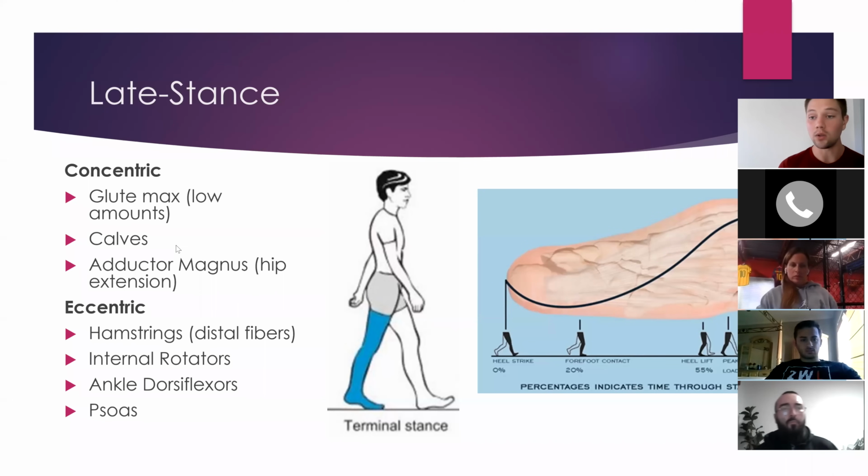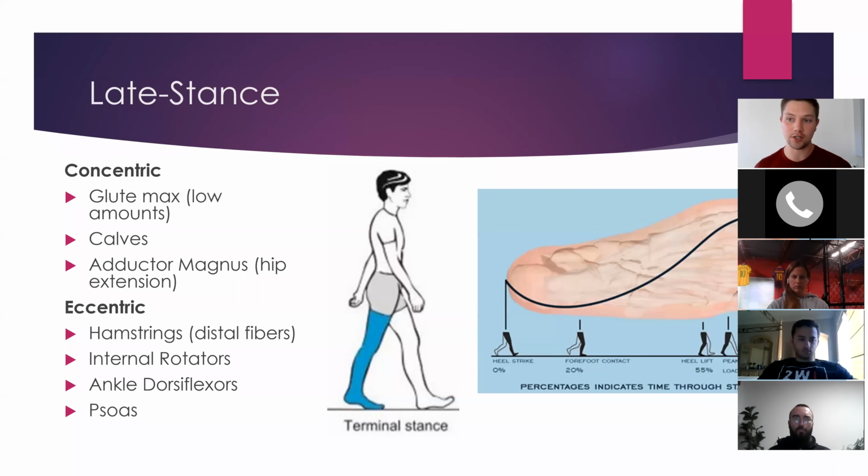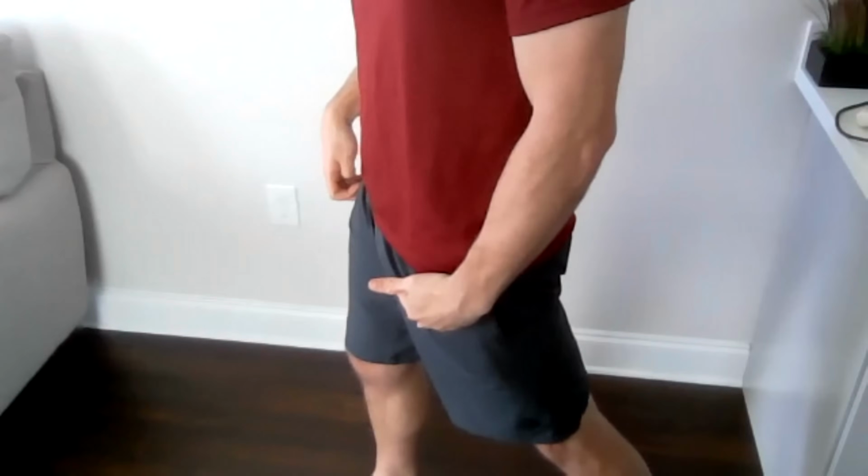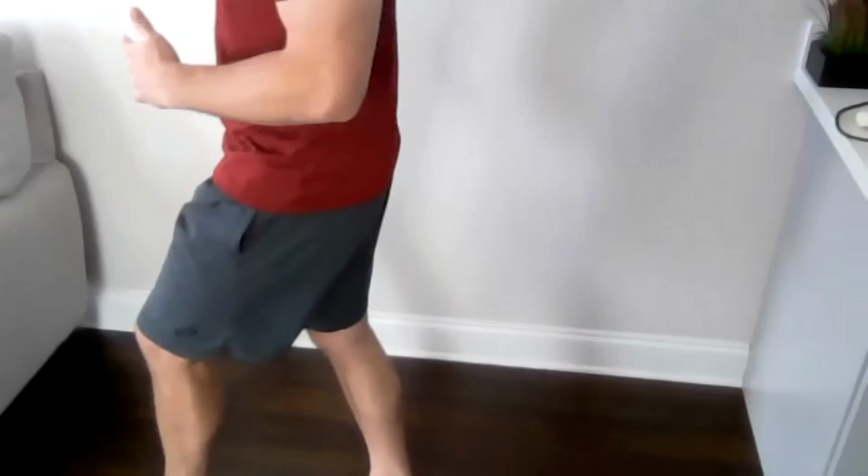Concentric orientation is going to be low levels of your glute max, calves, adductor magnus for hip extension. The hamstrings, the distal fibers, are going to be slowing down the extension of the knee, the locking out of the knee. The internal rotators, ankle dorsiflexors, psoas are going to be stretched. So think about the stretch, because we are in extension, the psoas is going to stretch so that when we take a step forward, we're going to allow for that. Let me make myself bigger here. If I take a step forward, this gets stretched so I can use momentum to bring myself through.